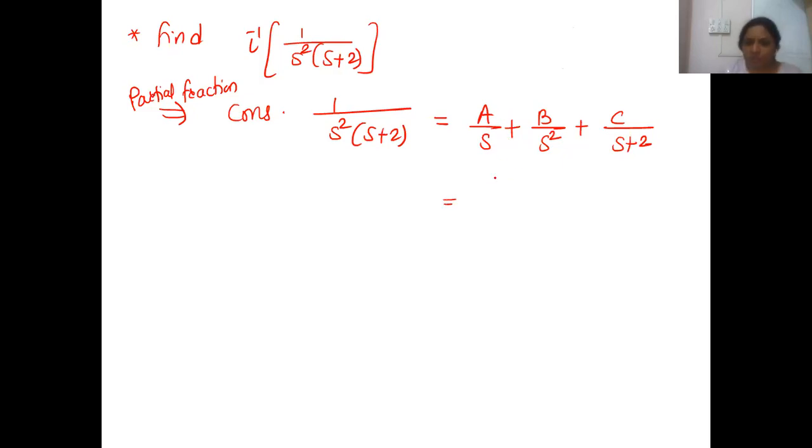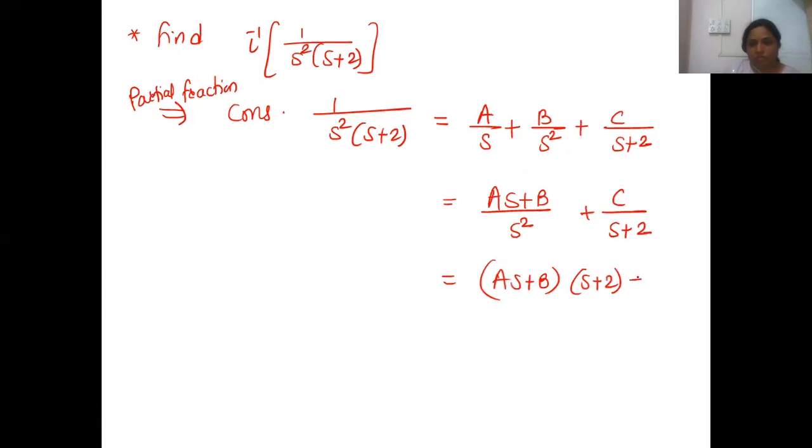As plus b, let's do it, that seems easy. As plus b upon s square plus c upon s plus 2, that seems easy because I can cross multiply easily. Okay, so it is (as plus b) into (s plus 2) plus c into s square is equal to what? 1, right. Is equal to the numerator 1.